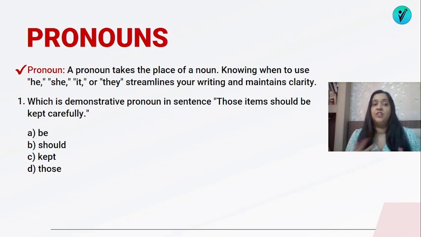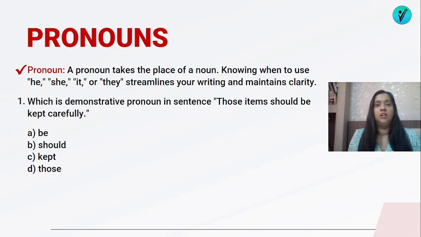Now, there are also different types of pronouns. I'll share some examples: he, she, it, or they. Then relative pronoun, intensive pronoun, reflexive pronoun, demonstrative pronoun. These are some types of pronoun. However, the types of pronoun are not asked that much, but at the same time, you're sometimes given questions like this sample question I have shared here: which is the demonstrative pronoun in this sentence? So you have to find the demonstrative pronoun.